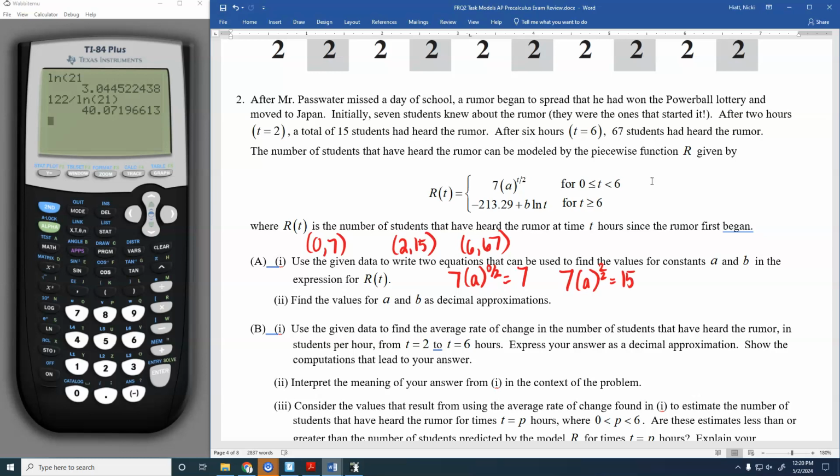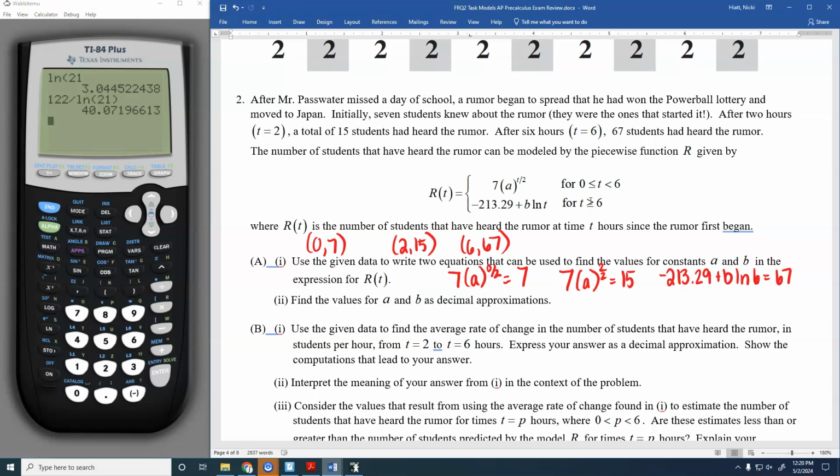And then for the last one, should I use the top or the bottom? Bottom. 6 is in both places. How do I know it's the bottom instead of the top? Got that or equal to right there. So we're going to do negative 213.29 plus b times natural log of 6 equals 67.